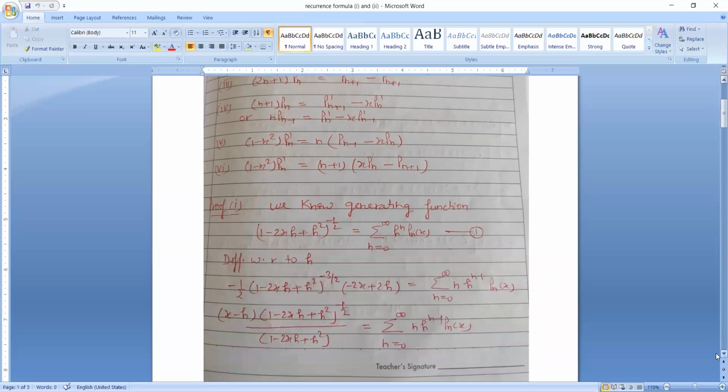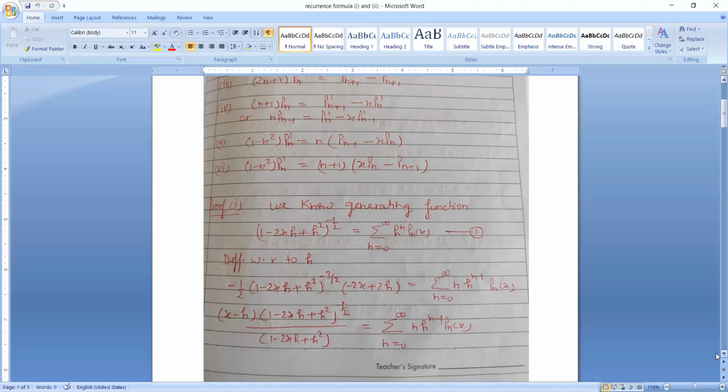We know the generating function (1 minus 2xh plus h squared) to the power minus 1 by 2 is equal to summation n is equal to 0 to infinity h to the power n Pn(x). This is equation first. Now differentiating with respect to h, we get minus 1 half (1 minus 2xh plus h squared) to the power minus 3 by 2 in bracket (minus 2x plus 2h) is equal to summation n is equal to 0 to infinity n h to the power n minus 1 Pn(x).